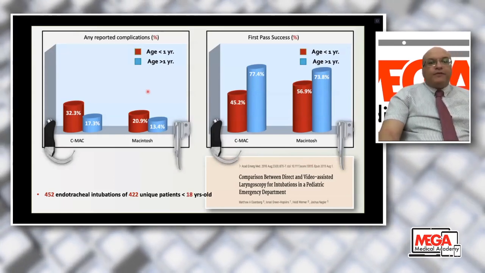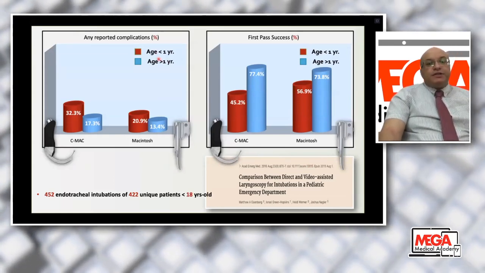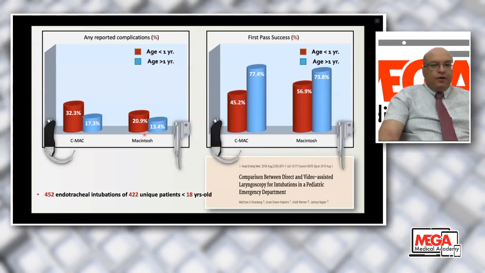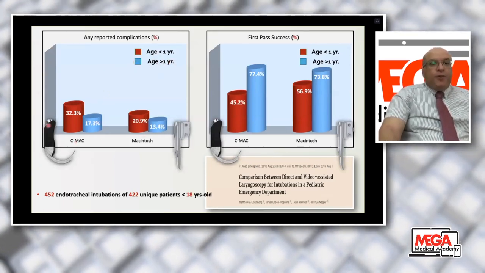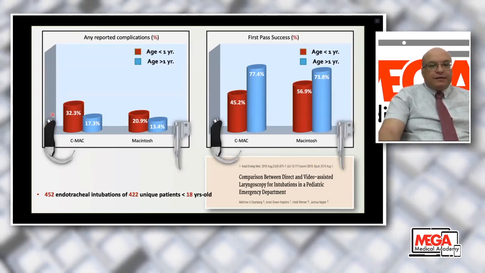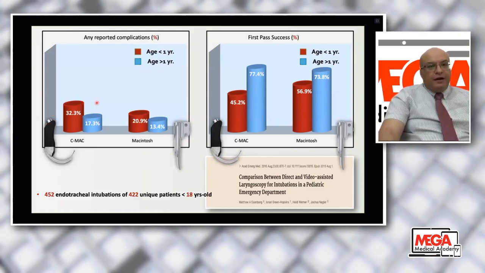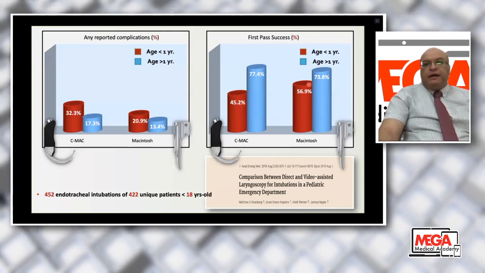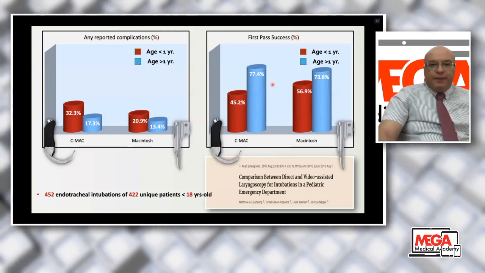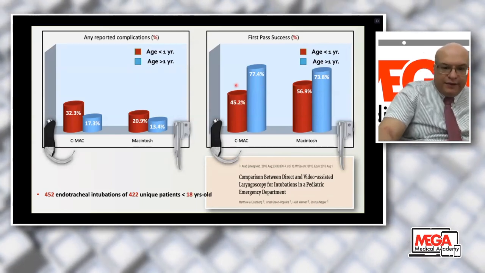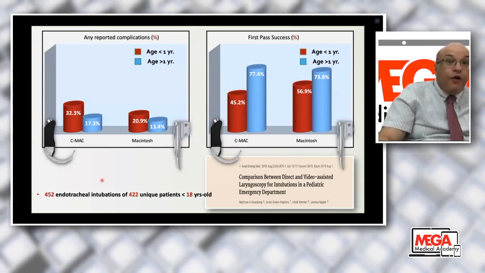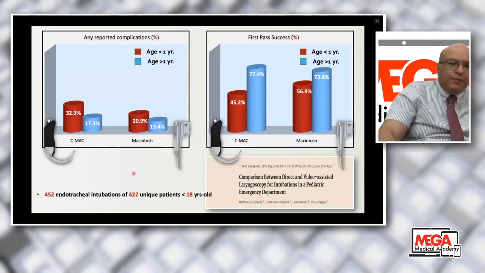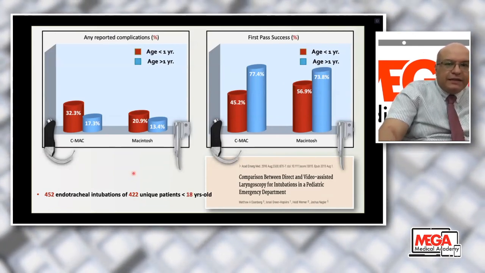In this comparative study in children aged greater than 1 year using a C-MAC or Macintosh, with reported complications, there is a non-significantly higher rate of complications with C-MAC, however there is no difference in first pass success rate in this study. This study included 452 intubations on 422 patients less than 18 years old.